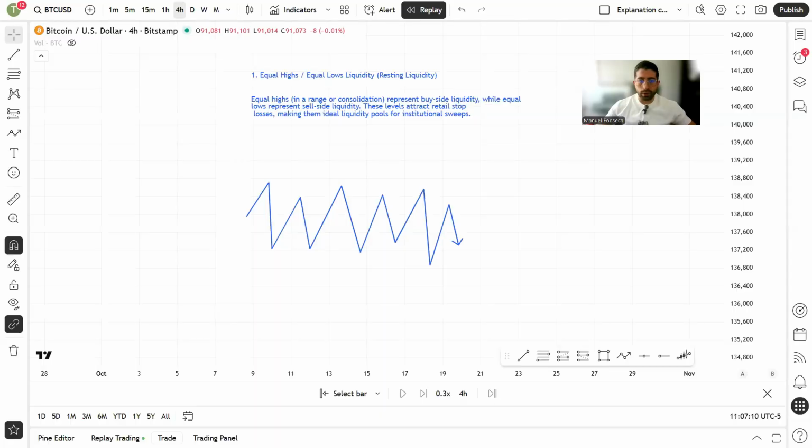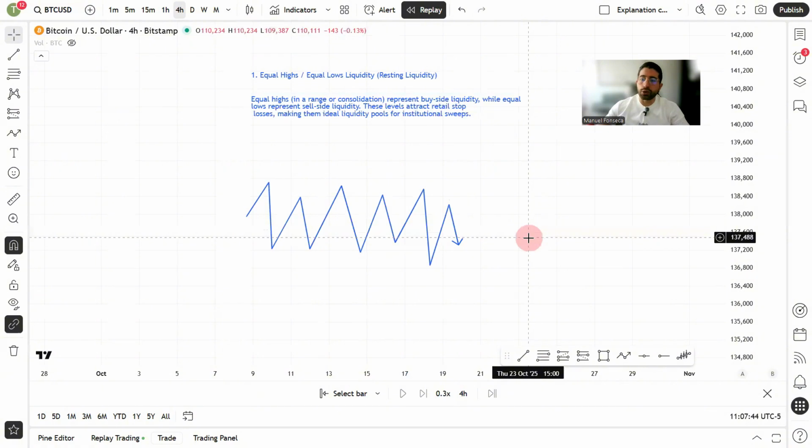So we're going to start with equal highs and equal lows liquidity. Resting liquidity, that's what it's called. Now, the equal highs in a range or consolidation. Remember, in this case we're referring to a range not as an impulse, but as a consolidation. It represents buy side liquidity, while equal lows represent sell side liquidity. These levels attract retail stop losses, making them ideal liquidity pools for institutional sweeps.